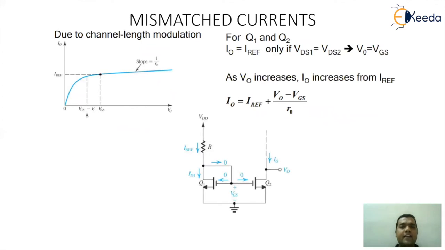Now, in case there is a small mismatch in the transistors, whenever we take the previous case where IO was equal to IREF, that had the logic of VDS1 equal to VDS2 and VO was equal to VGS. But suppose there is a mismatch, then the mismatch can be shown in the form of a representation. In that case, the value of IO will become equal to IREF plus (VO minus VGS) by RO, where RO is basically the internal resistance of the device measured from the drain terminal with respect to the source terminal.